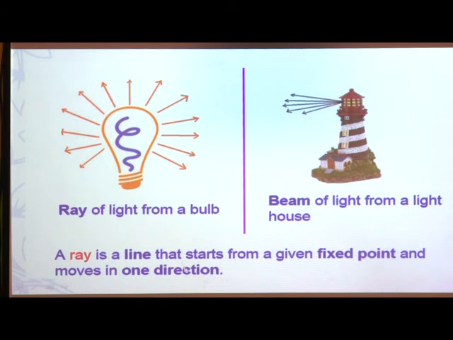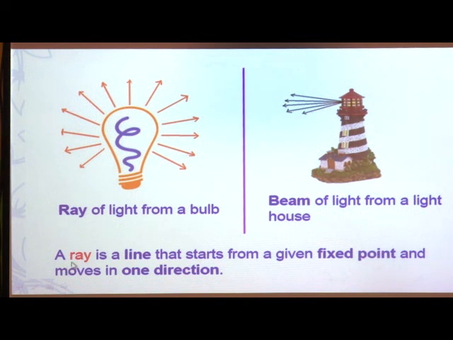Now, let us see about ray. Ray of light from a bulb. Okay, students, see, when you start the bulb, you can find the rays of the bulb falling or extending from only one side. In the same way, you can see a beam of light from a lighthouse. Okay, in a dark night, when a light starts emitting, a beam of light falls from only one side. It is extended through only one side. So, it is a ray.